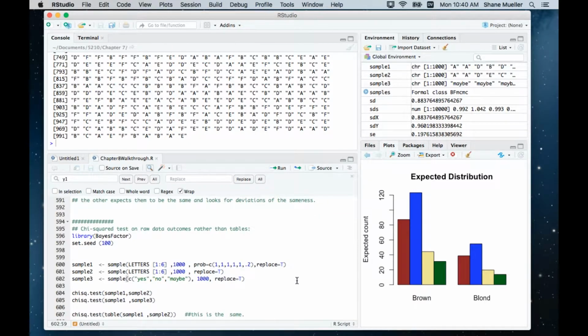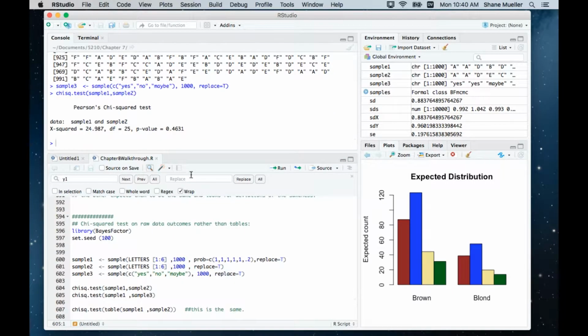And then here's a third question I might ask. That's just yes, no, or maybe, which is on a completely different scale. So I could do a chi-squared test of sample 1 versus sample 2. And here the p-value is 0.46. This is not significant. This is very likely to have happened just by chance, which is good because when I created these, they weren't created to be equally likely.